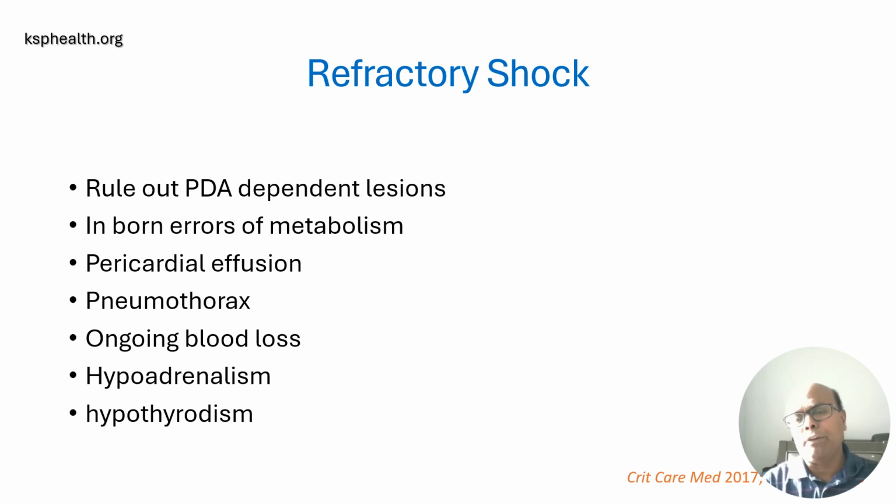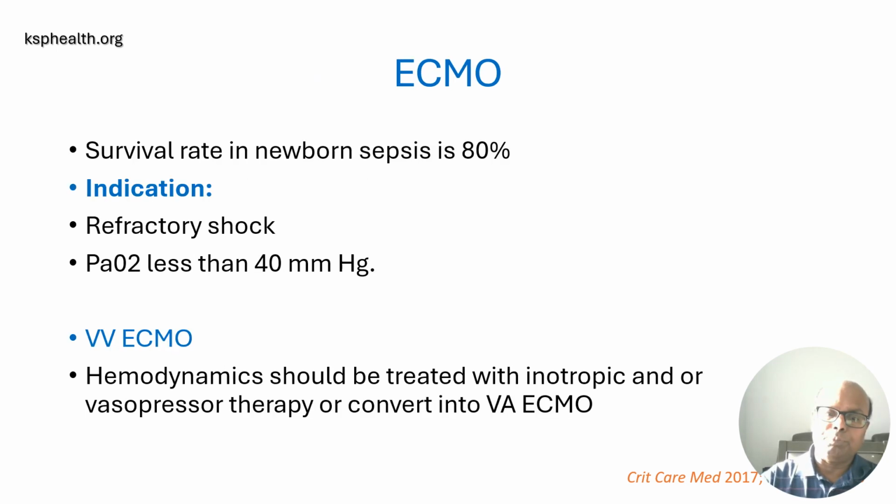If the patient still has refractory shock, one should rule out PDA-dependent lesions, inborn errors of metabolism, pericardial effusion, pneumothorax, ongoing blood loss, hypoadrenalism, and hypothyroidism.